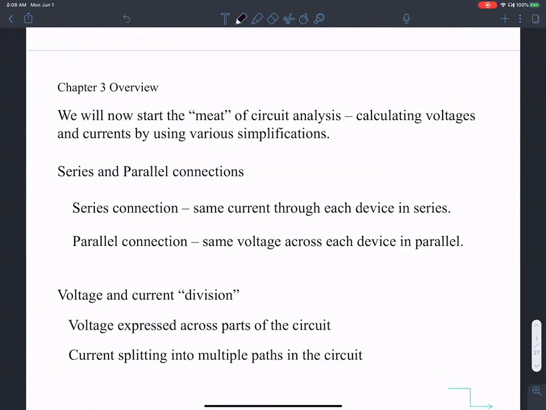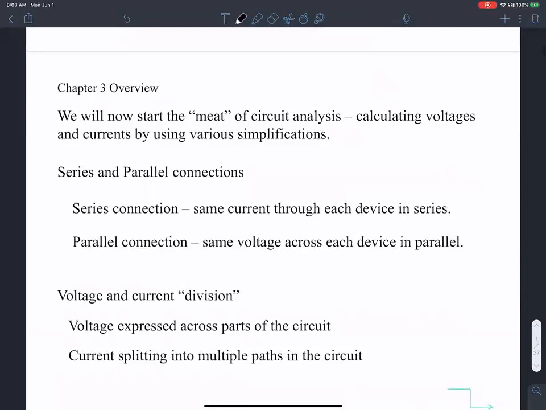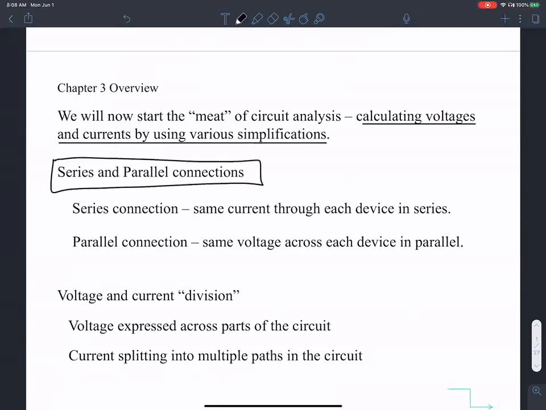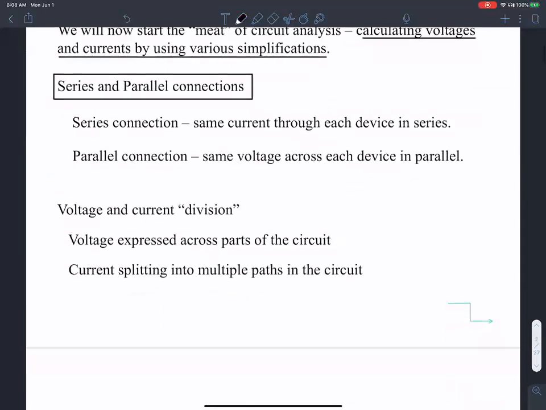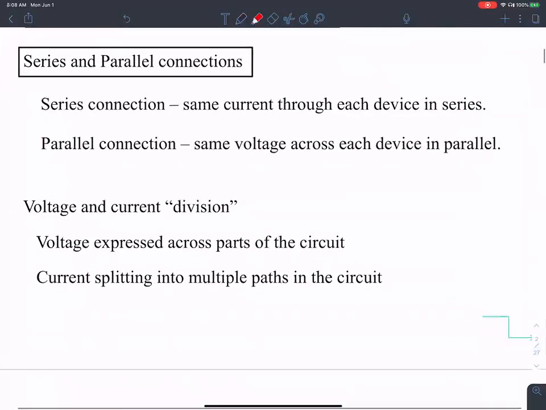We'll continue with the different techniques of circuit analysis, calculating voltages. The next technique is to calculate voltages and currents using various simplifications. The first is to identify series and parallel connections. Okay, so let's look at some definitions for series connections here.